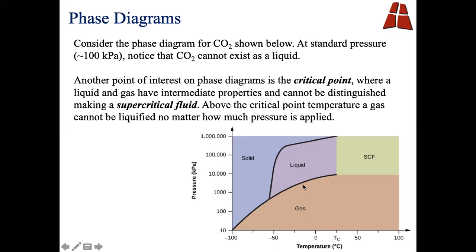We also have a point called a critical point. On this CO2 phase diagram, that would end up about right there. The critical point is the point at which a liquid and gas no longer have distinguishable properties. And so we end up with something called a supercritical fluid. This will always take place at higher temperatures and higher pressures.